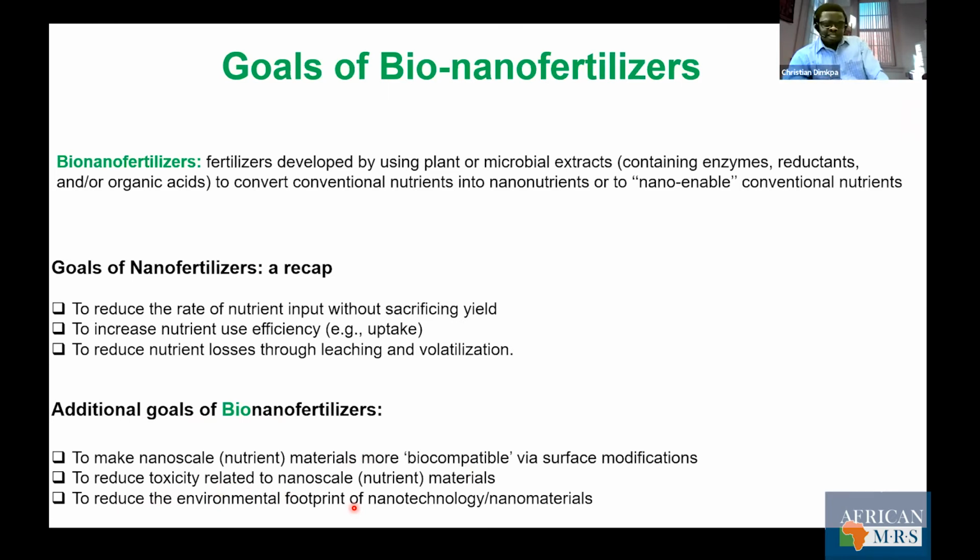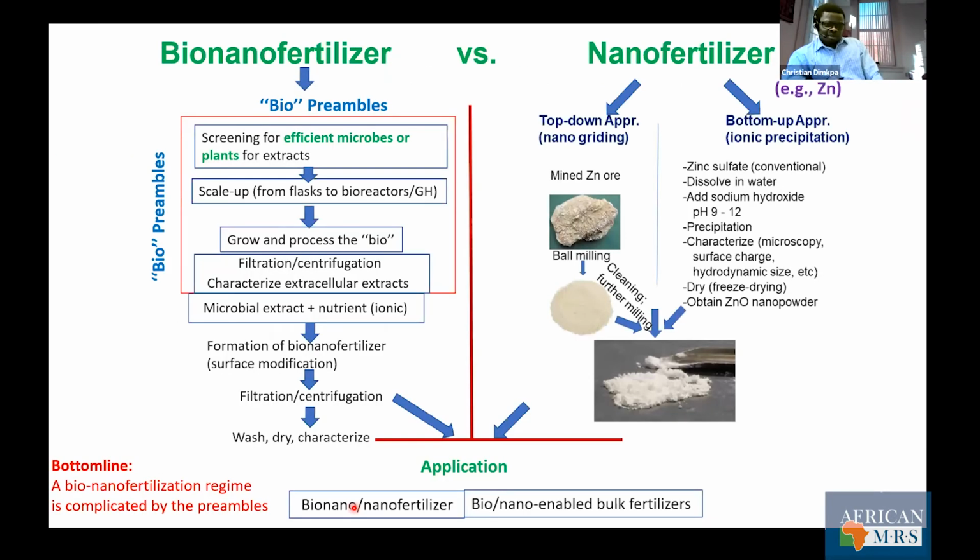So biofertilizers versus nanofertilizers. If you look at this red box, there are several processes that must take place. I chose to call those processes preambles. To have bio-nanofertilizers, you have to have the microbes or the plants, and you have to screen them for the extracts. What extract do they produce? How efficient are the extracts? What amount can you produce? How can you scale them up from flask or from greenhouse to bioreactors, and then take them to the greenhouse and then to the field?